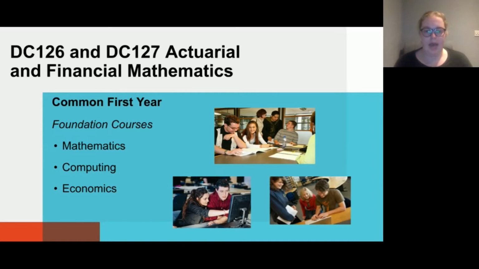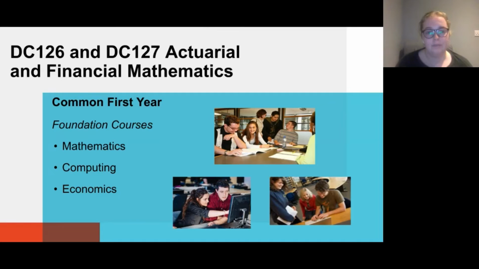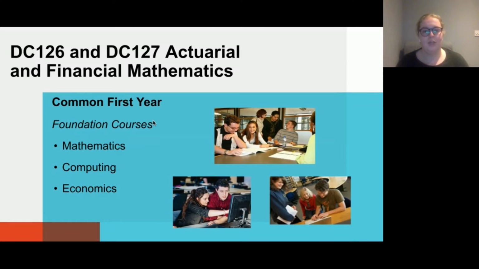And then computing. So you will learn how to computer program in the R programming language and Python. And especially R, we use a lot when we're working after college or in other courses in higher years, in second, third and fourth year. It's a really good skill to have, to learn how to computer program. And then economics, there are 2 economics modules in first year, one in first semester, one in second semester. So that's kind of the overview of first year.